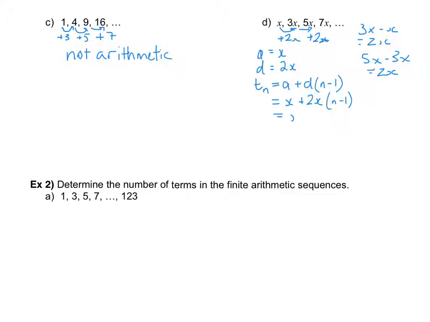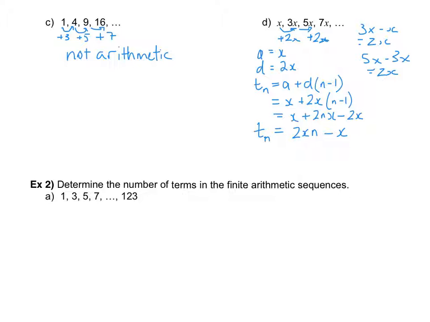And if I expand that, we have 2nx, or 2xn, it doesn't matter how you write that, take away 2x. And then if I add x and I take away 2x, that's going to leave negative x. So I could have 2xn or I could have 2nx, it doesn't really matter, and then take away x. So any term n can be generated by taking its position number, multiplying it by 2x, and then taking away x from that.